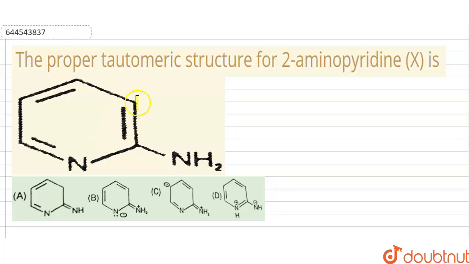Hello, everyone. Let's take the question over here. The question says, the proper tautomeric structure for 2-aminopyridine X is dash. So you have to find out the proper tautomeric structure of this compound.